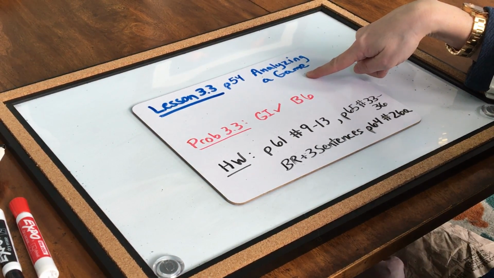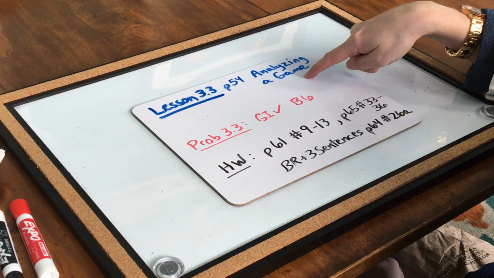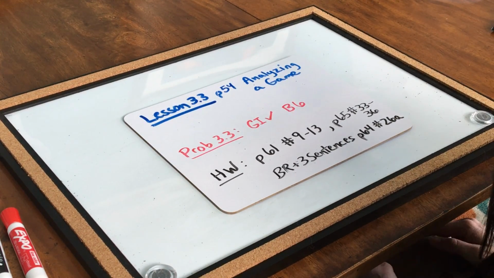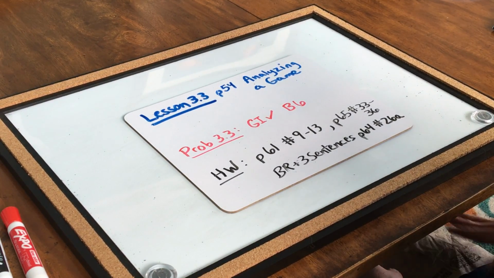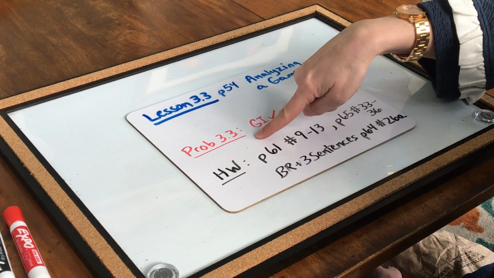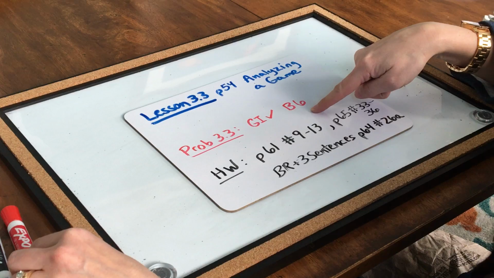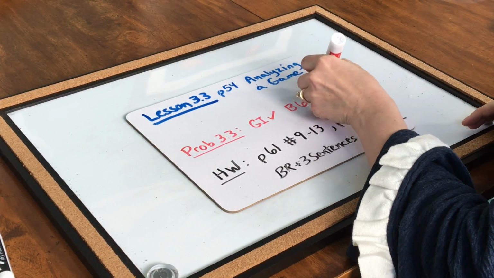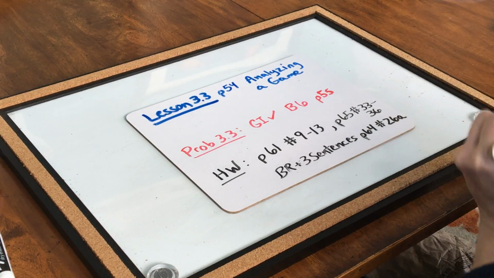Today we're going to be doing lesson 3.3, analyzing a game. We're going to be working with dice rolls, so the sum of rolling 2 number cubes or 6-sided dice, and that's on page 54 of your textbook. We'll also do a got it check, and that will be problem 3.3. Our got it check will be B6, on page 55.